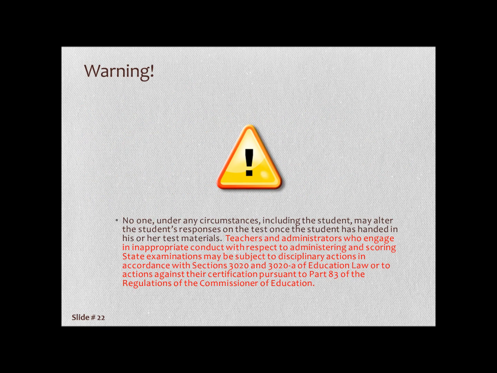This is most important. No one under any circumstances, including the student, may alter a student's response on a test once the student has handed in his or her test materials. Any teacher or administrator who engages in inappropriate conduct with respect to administering and or scoring these state exams can be subject to disciplinary actions in accordance with sections 3020 and 3020-a of education law, or actions against their certification pursuant to Part 83 of the regulations of the Commissioner of Education.